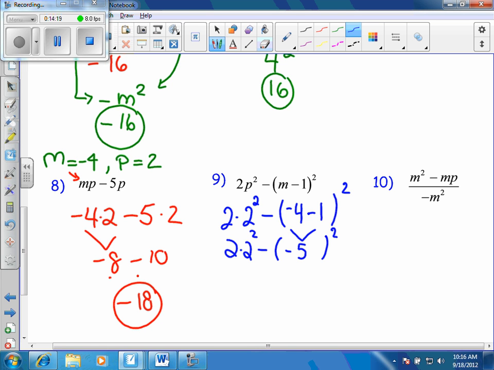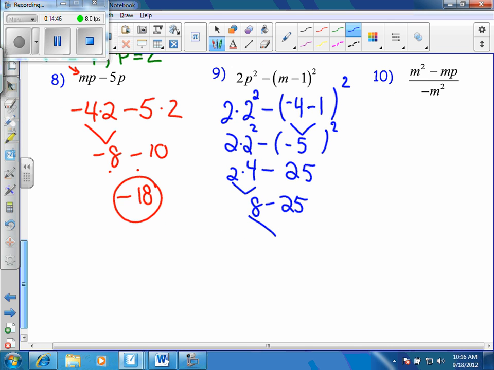So then I get 2 times 4, take away, what's -5 squared? It's positive 25. Right. That's right. So this is 8, take away 25. And that's negative.